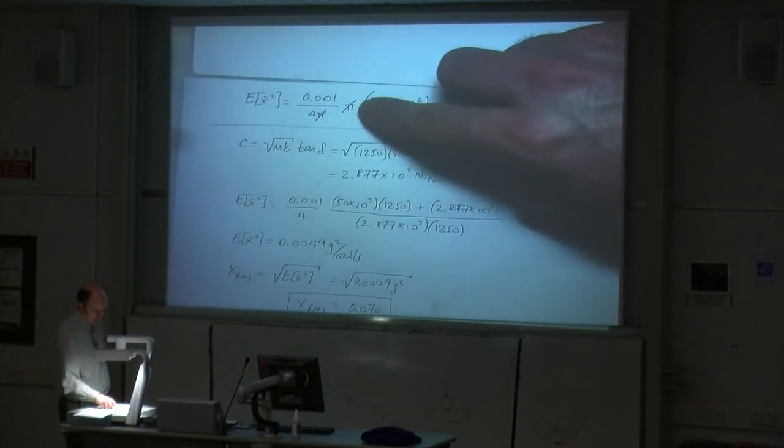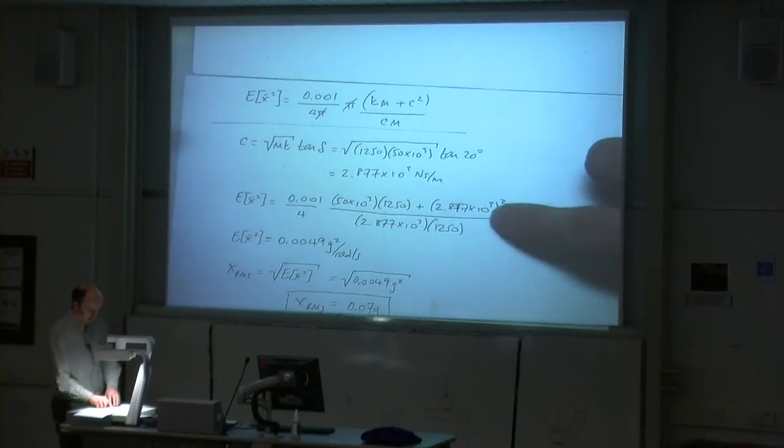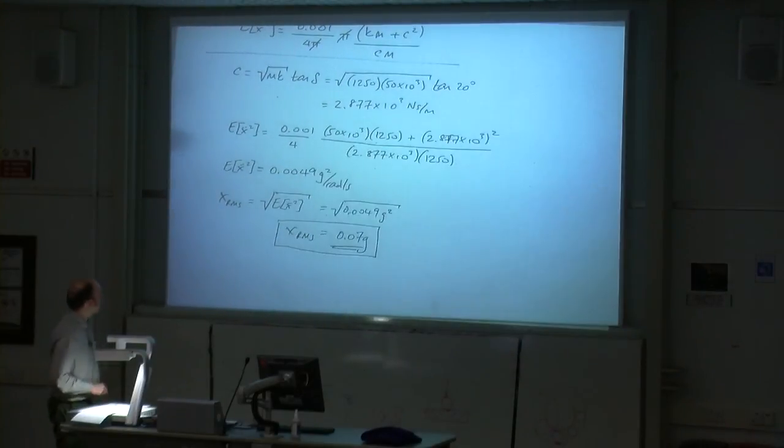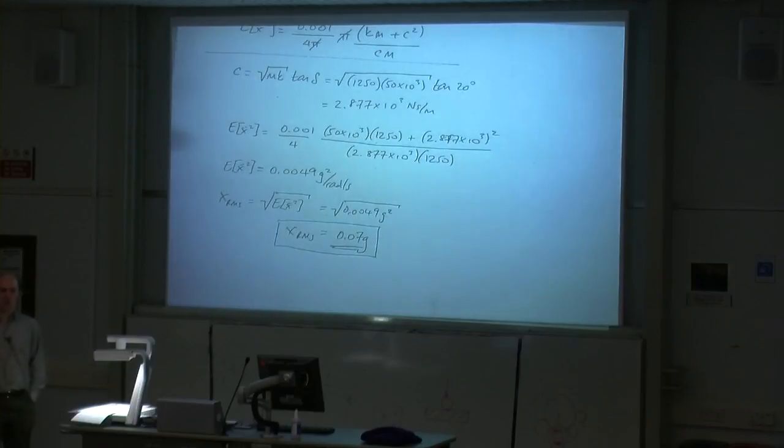The pi's cancel up here. You plug in the numbers into the equation, you get a value for the mean square. You take the square root of the mean square, you get your RMS. And the RMS comes out to be 0.07 g.